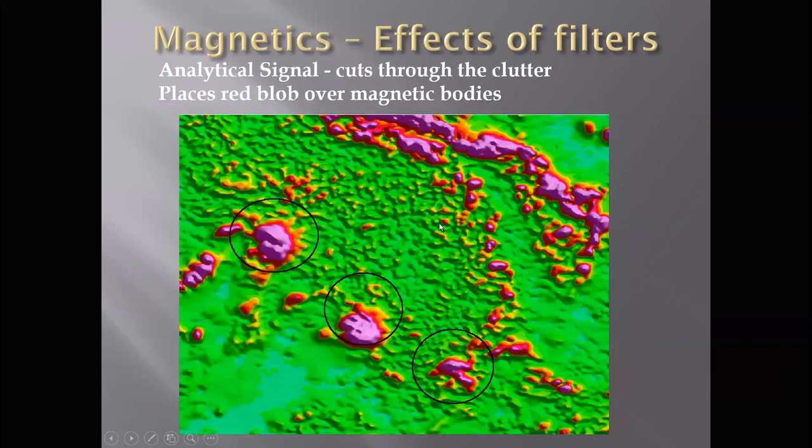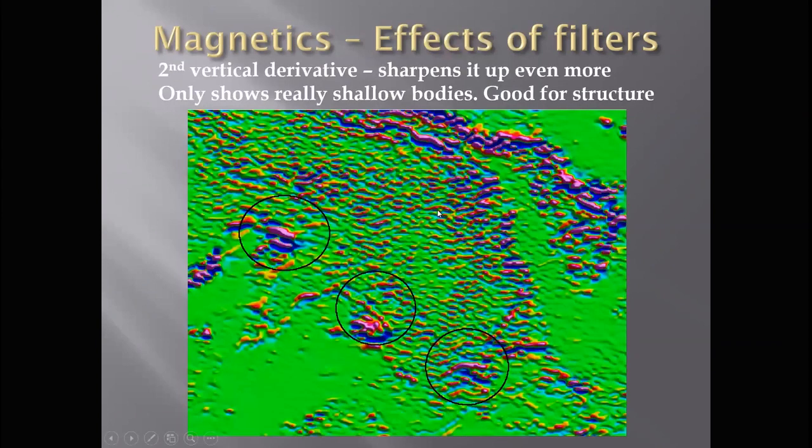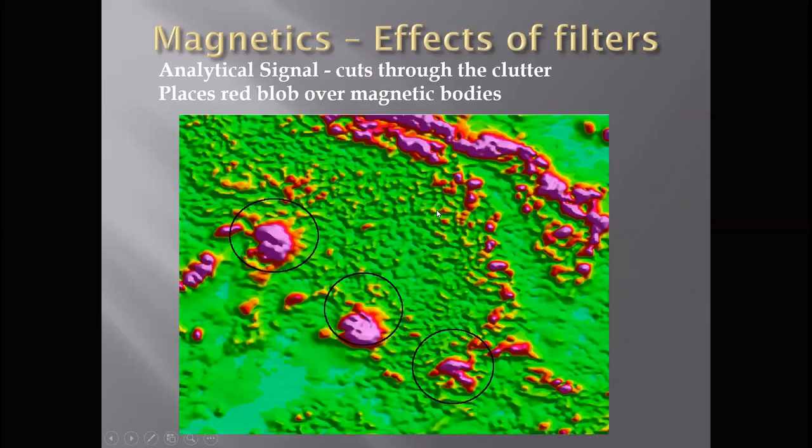And when you look at analytical signal, which everybody has heard of, and we always do when we're looking for kimberlite pipes as well, what it does is it cuts through the clutter. Previously, everything was quite noisy and difficult to keep your eye on any one thing that might be a kimberlite. But when we do analytical signal, it tends to show the most magnetic features on the map. It puts a big red blob over them, which we all love. And it also puts the anomaly directly over the body, just like reduction to the pole. It just works on gradients.